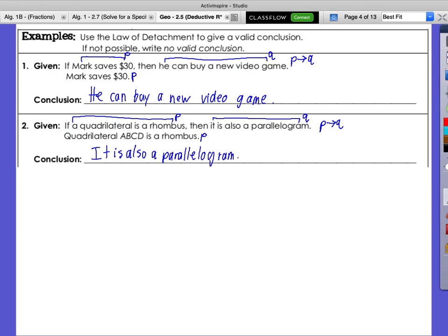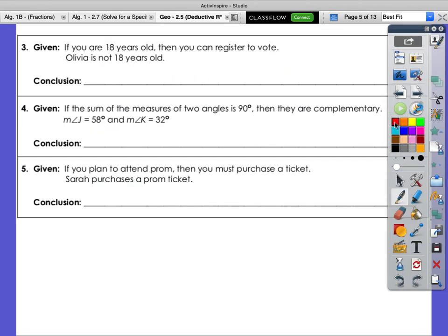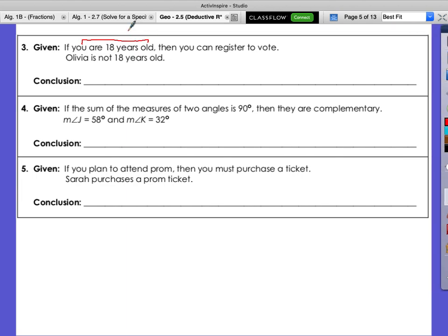Let's go down to number 3. If you are 18 years old, then you can register to vote. You are 18 years old is what part? The hypothesis, our P. You can register to vote is what part? Conclusion. So we have our conditional statement, if P, then Q. Let's label that.